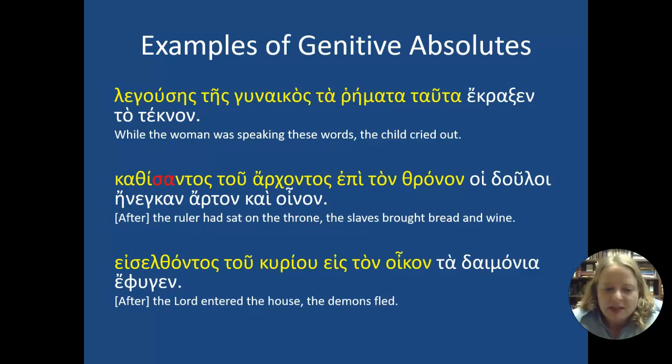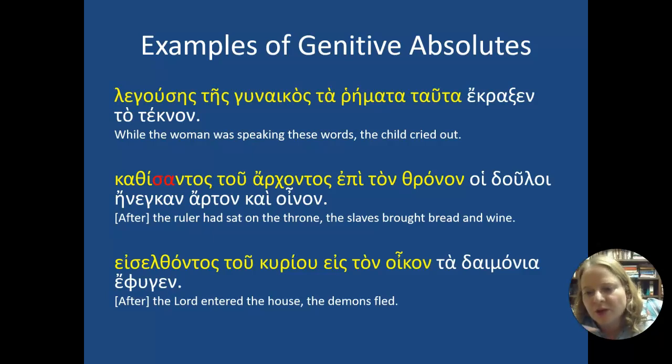One more example of it is this. The demons fled. That's the main part of your sentence. And then eis elphantos, that's in your genitive, to kuriou. It's also in the genitive. And the genitive thing is the subject of it. So the Lord entered the house, and the demons fled. Or after the Lord entered the house, the demons fled.